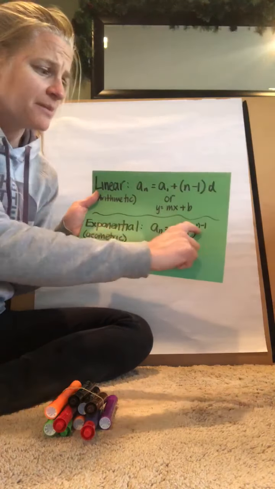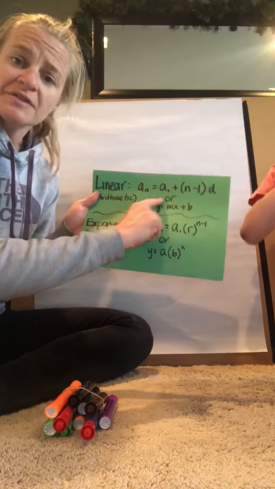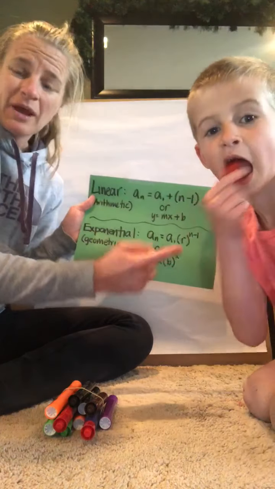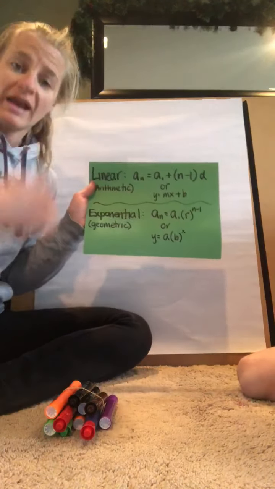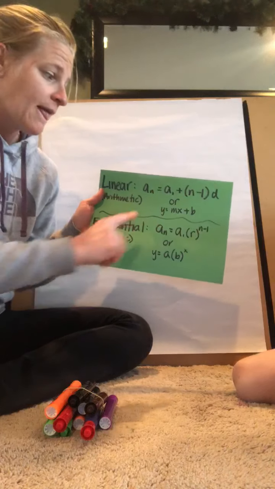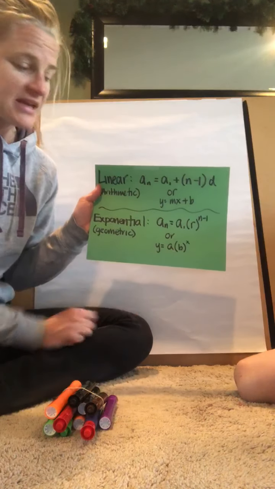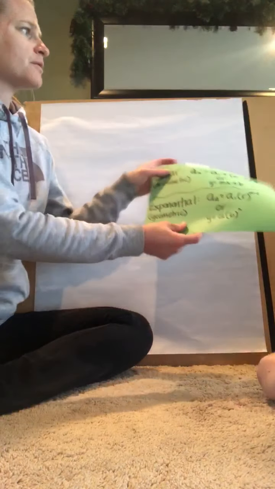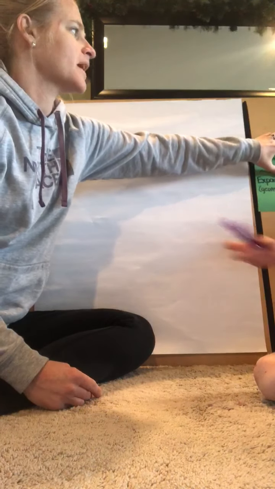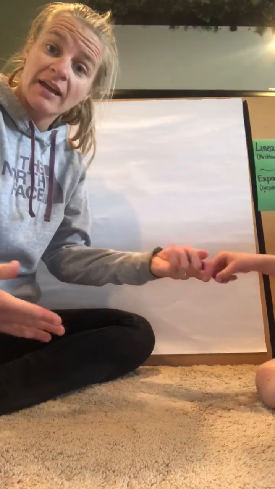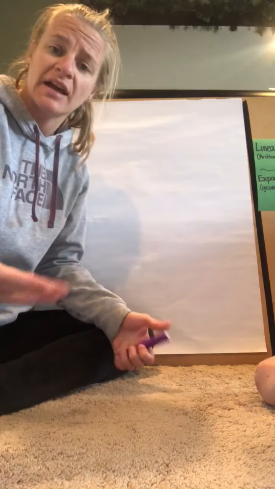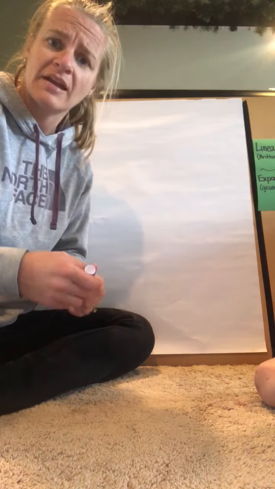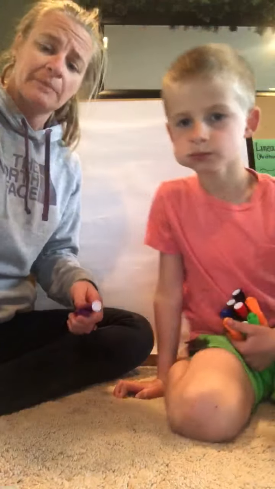We always use n minus 1 when we're working with our sequences because we already took into account the first term, so we always take 1 away from the term number that we're looking for. And then we've got y equals a times b to the x for our exponentials. We could also include in there, and I didn't, exponential growth and exponential decay, right? y equals a times 1 plus or minus the rate as a decimal raised to the exponent.